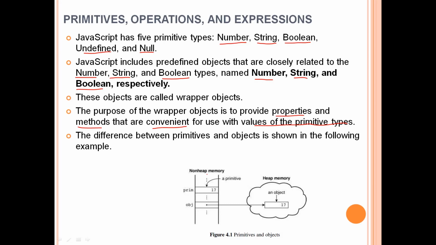If we create a primitive variable, then it will be stored on non-heap memory, or you can say stack memory, like this, the value 17. But if we create an object which has a value 17, then it will be stored on a heap memory, whereas the pointer, which is pointing to this particular object, is stored on the stack. You can see here the pointer is stored on the stack, but the actual value is always stored on the heap memory.